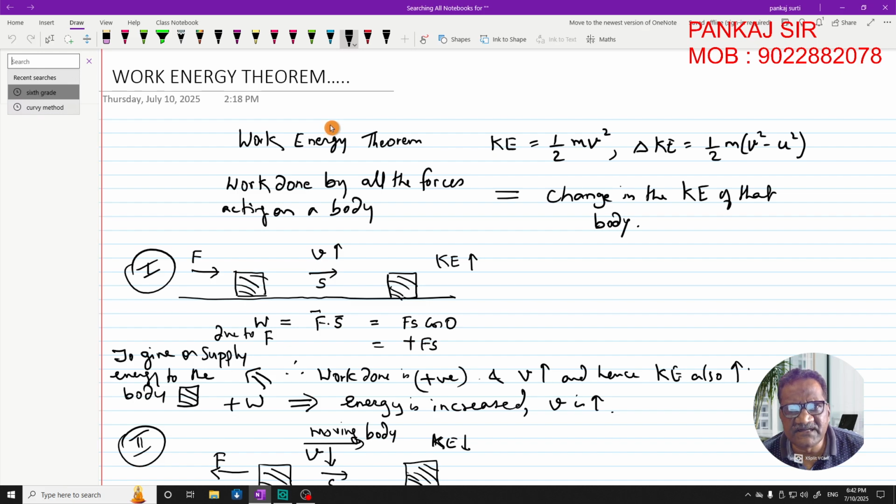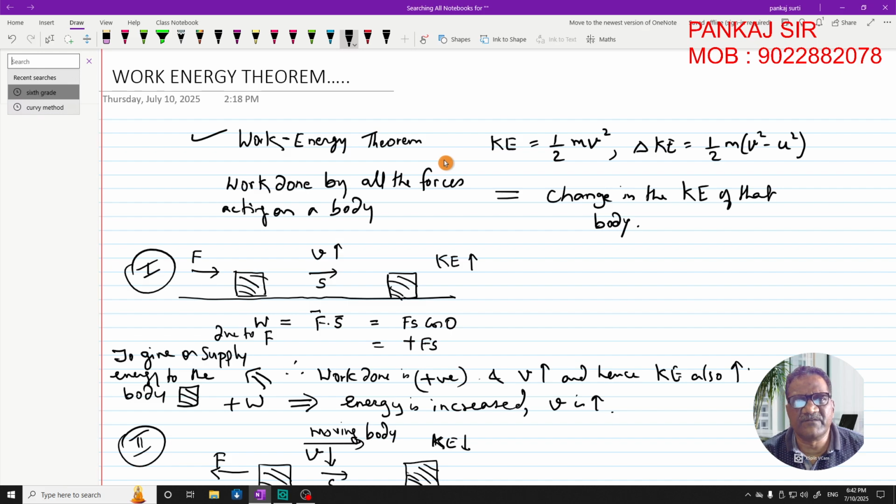It actually tells us that whenever any work is done on a body, some energy is added to that body or some energy is taken away from that body. So there is always some change in energy taking place in a body whenever work is done on it. The work done is connected to the energy in that way. And this theorem is a connection between work and energy. So let us start with the work energy theorem right away.